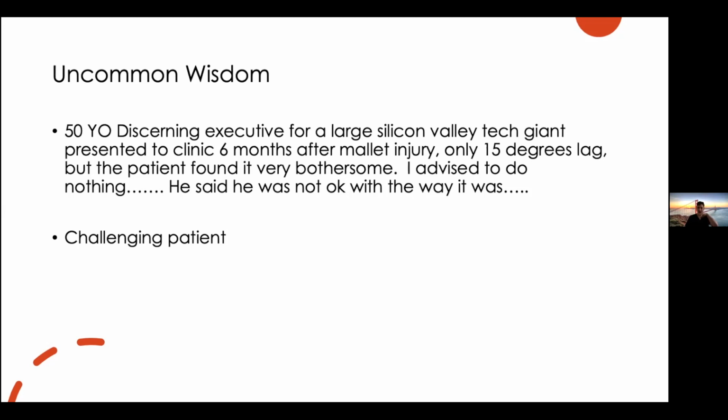So what are you thinking about? He failed conservative management. He's got a 15-degree lag. He's 6 months out. This is a chronic mallet. The wisdom is these don't really get fixed, right? What do his X-rays look like? Well, he has normal X-rays. I don't have the pre because it was non-bony though. Maybe he'd like to see one of your partners. He could see one of my partners if he's a challenging patient.